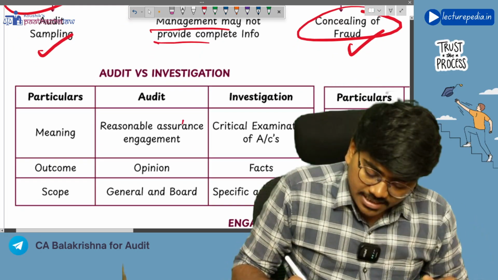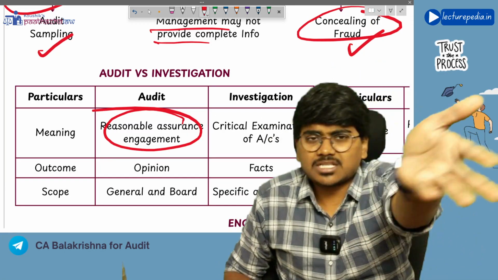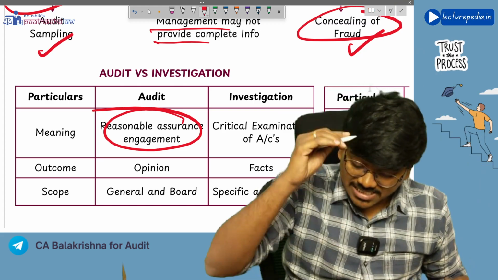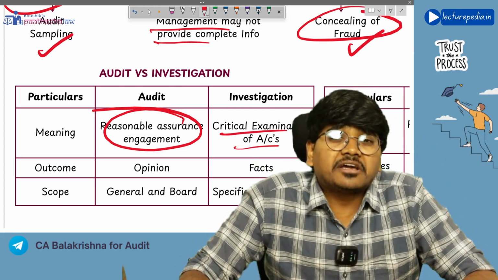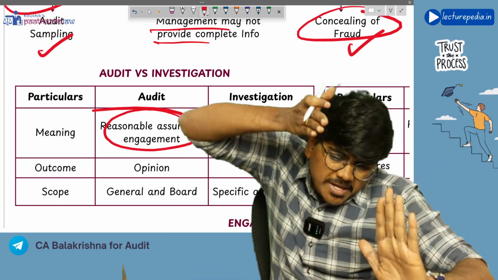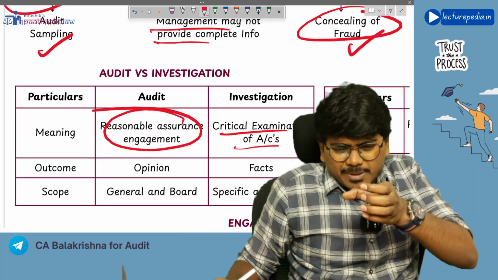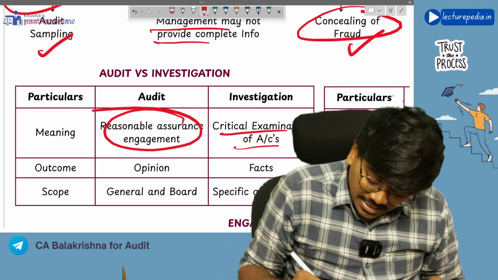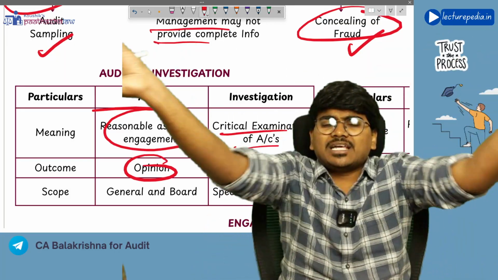Next, what is the difference between audit and investigation? First of all, in case of audit, you will provide reasonable assurance on the financial statements. We have seen the definition and we have also seen the objective as per SA-200. Whereas in case of investigation, it will critically examine accounts. Critically examine accounts means it will go in depth into each and every account. It will take a particular matter and go in depth into that particular matter. And in case of audit, outcome is opinion. Auditor will give opinion on entire financial statements.